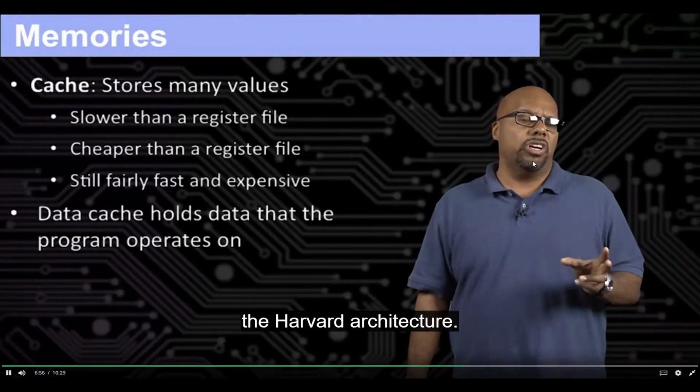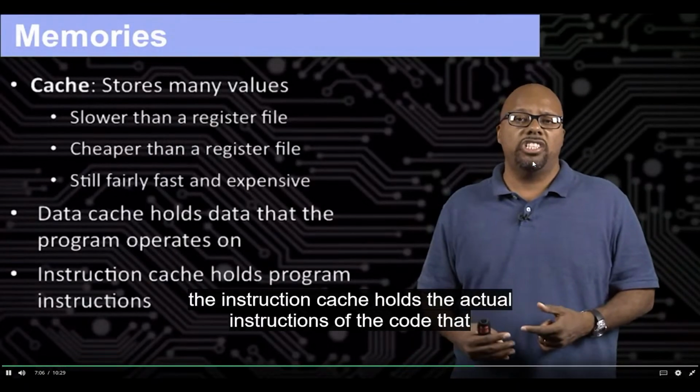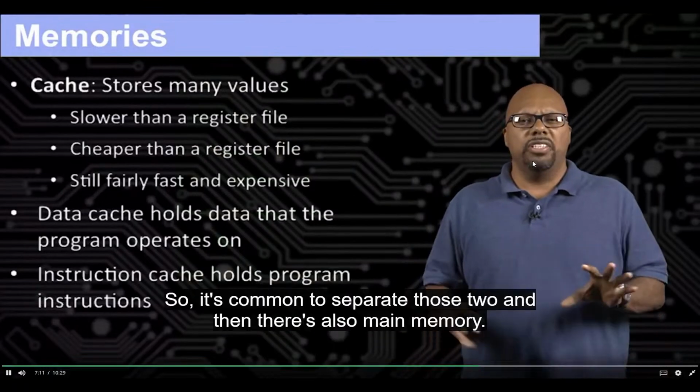Commonly in microcontrollers, we're using what's called a Harvard architecture. So you have two different caches, at least two. You'll have a data cache and an instruction cache. The data cache holds the data that the program is operating on, and the instruction cache holds the actual instructions of the code that's being executed. So it's common to separate those two.